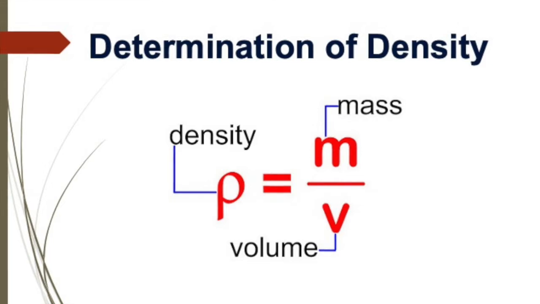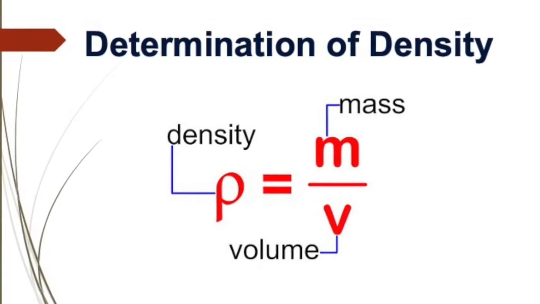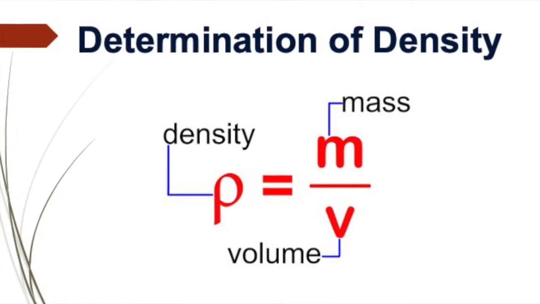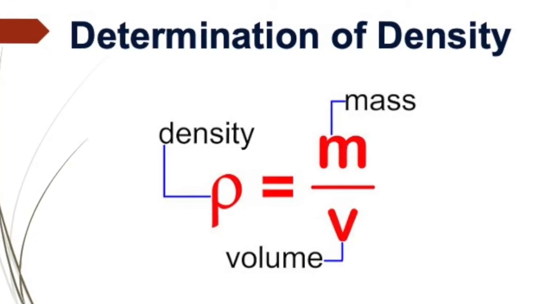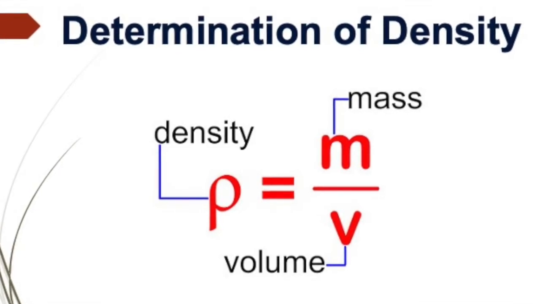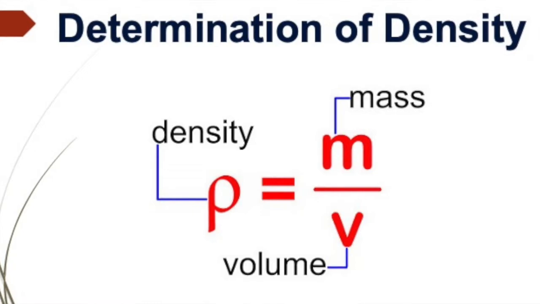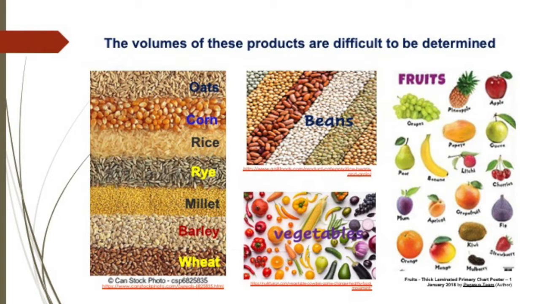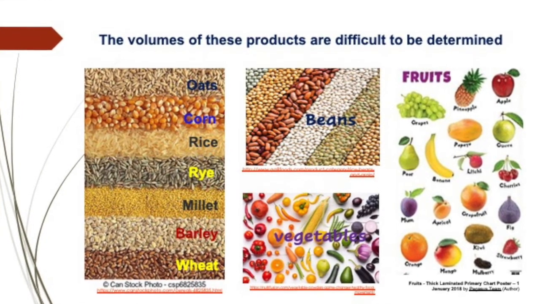Density is the mass per unit volume of a substance. It seems very easy to determine or calculate density if knowing the mass and volume of a substance. However, it is difficult to determine the density of many biomaterials and food products, since their volumes are very difficult to be measured due to irregular shape. For example, it is not easy to determine or calculate the volume of a corn kernel, or a soybean, or an apple.